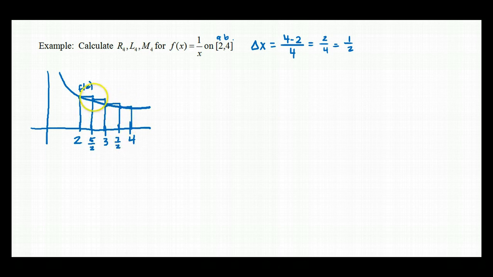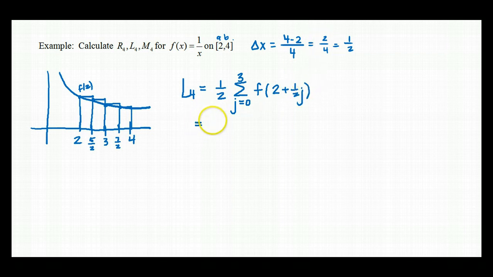And if you can see here, this left-hand approximation is going to be an over-approximation because I'm going to include too much area on each of these little rectangles. So my generic formula here for L4 is going to be delta x, so 1/2, the sum of j equals 0 to n minus 1. So n is 4, so that means I want to go from 0 to 3 of f of a is 2, plus j delta x, so delta x was 1/2, so 1/2 j.